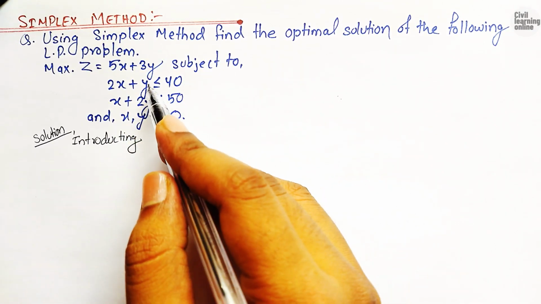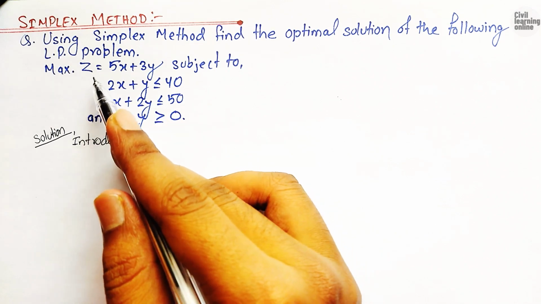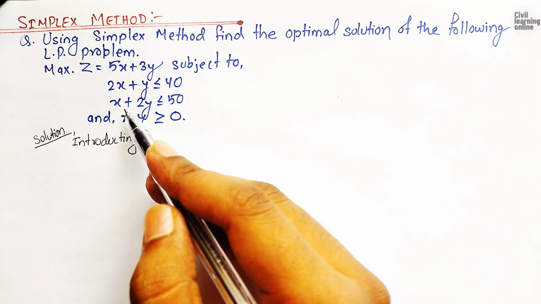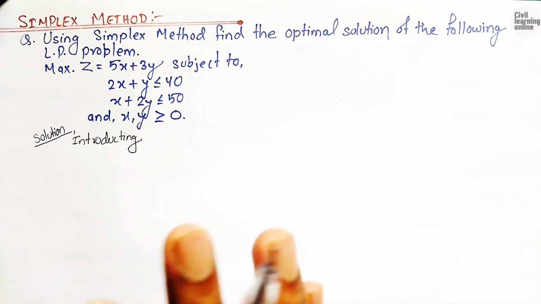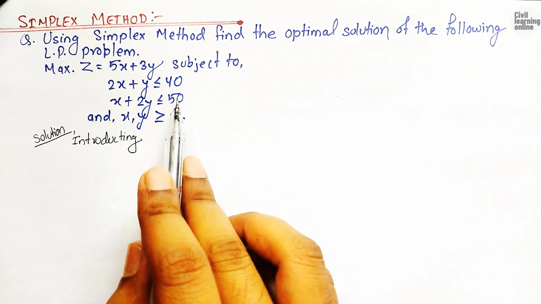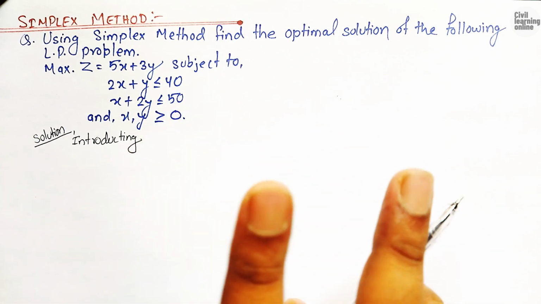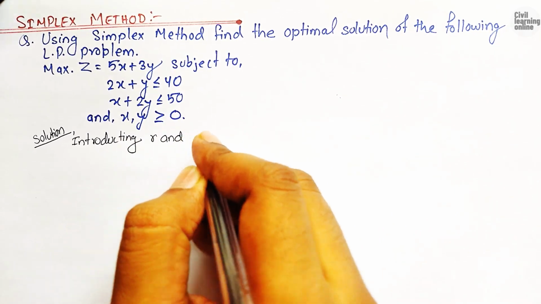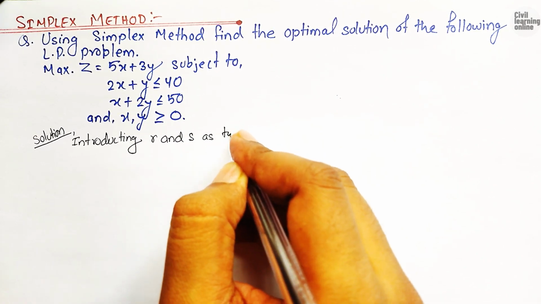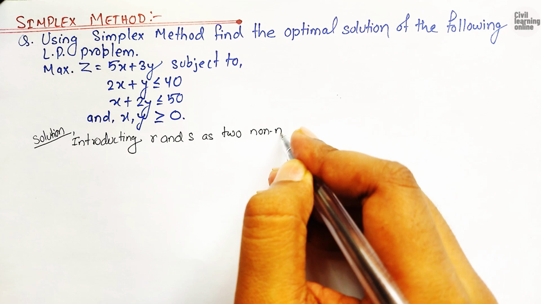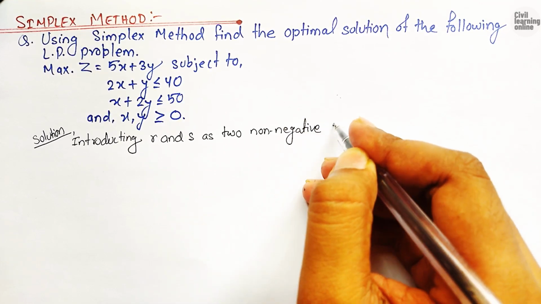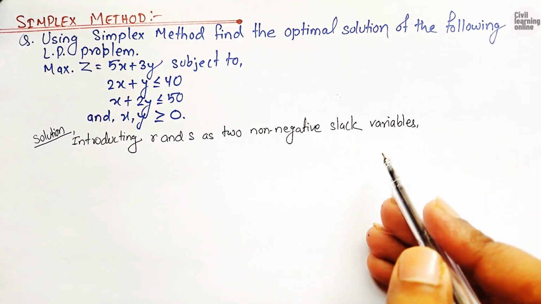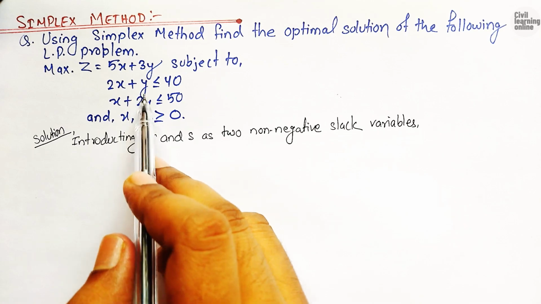So see here guys, we have a total of 3 expressions. First one is maximize z equals 5x plus 3y, which is subject to 2x plus y less than or equal to 40, and x plus 2y less than or equal to 50. So here, subject to, we have 2 inequalities, so we have to introduce 2 non-negative slack variables. So I am going to write here: introducing r and s as 2 non-negative slack variables.